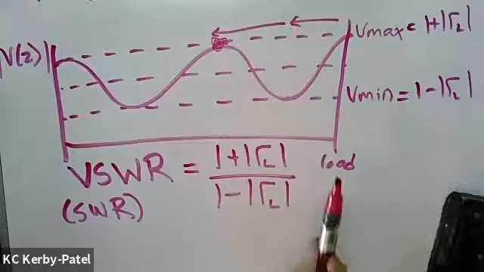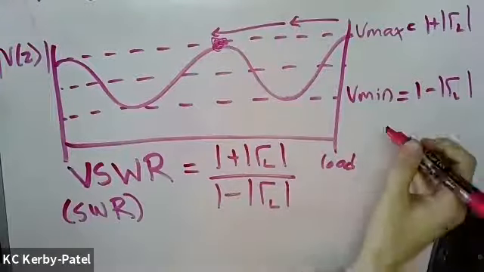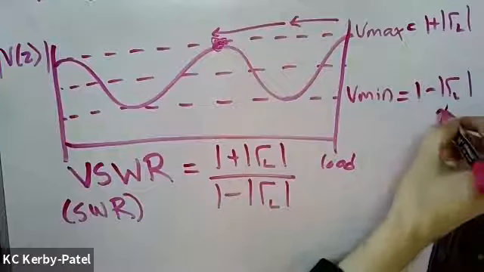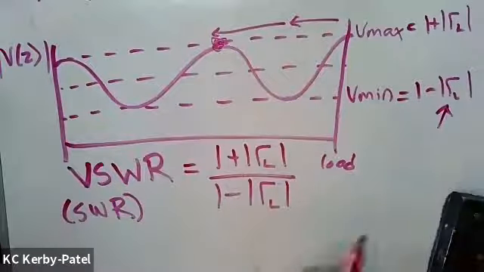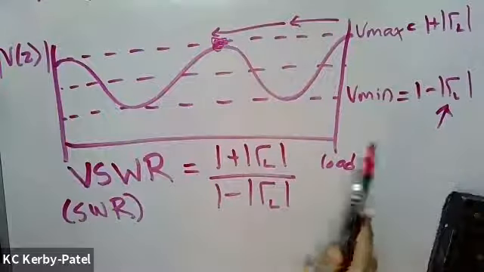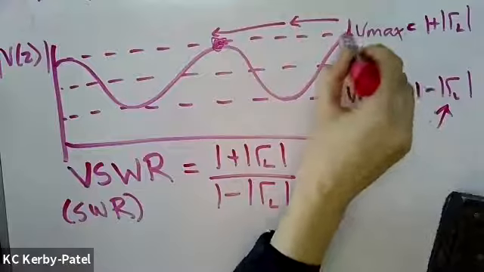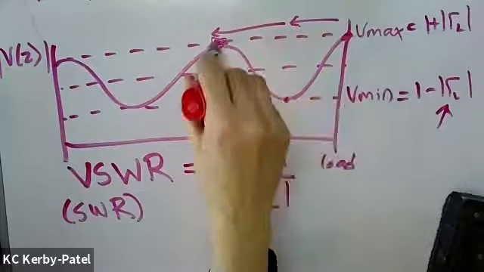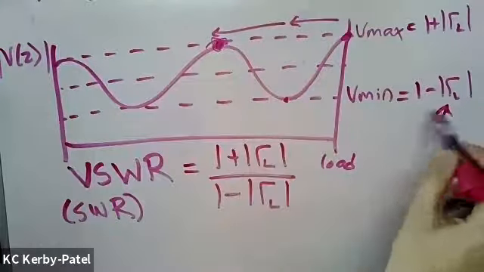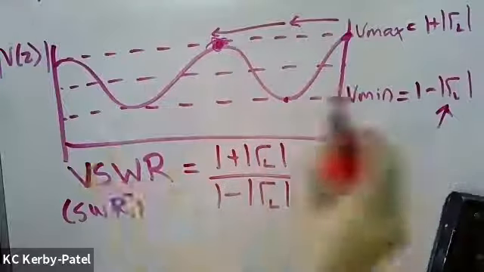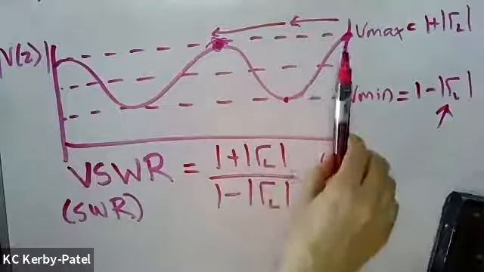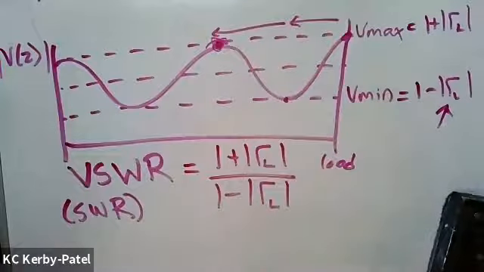Important thing to note, for complex loads, the reflection coefficient here can also have a phase. It's not just positive or negative. So if you have something that has a capacitor or an inductor on it, that can shift the position of these voltage maxima or minima. But if you don't change the magnitude of gamma, it doesn't change the VISWAR. So there you go.